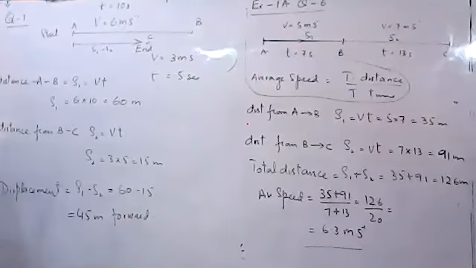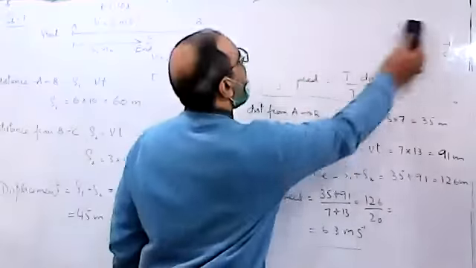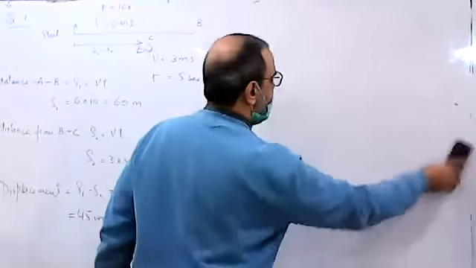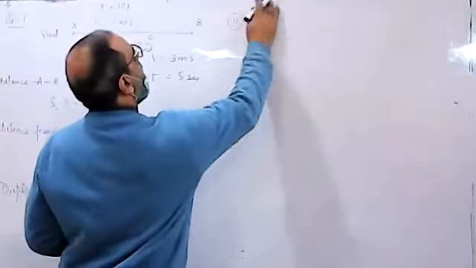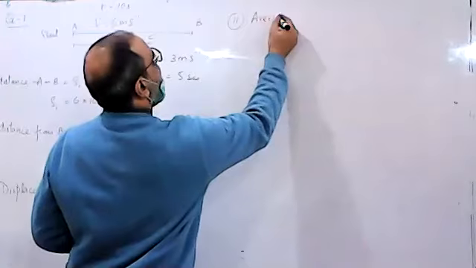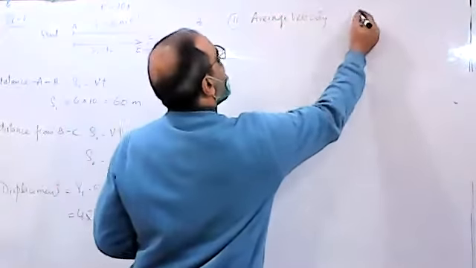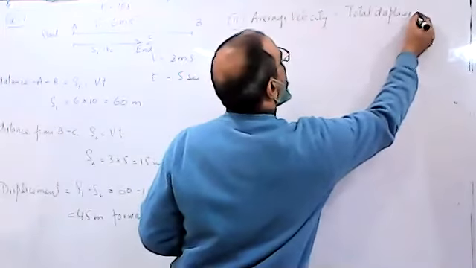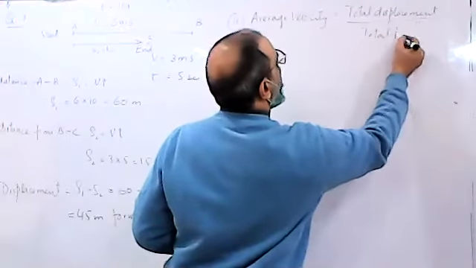Then he says find the average velocity. To find the average velocity, I have to divide total displacement by total time. In the second part, I have to find average velocity. That will be total displacement over total time.